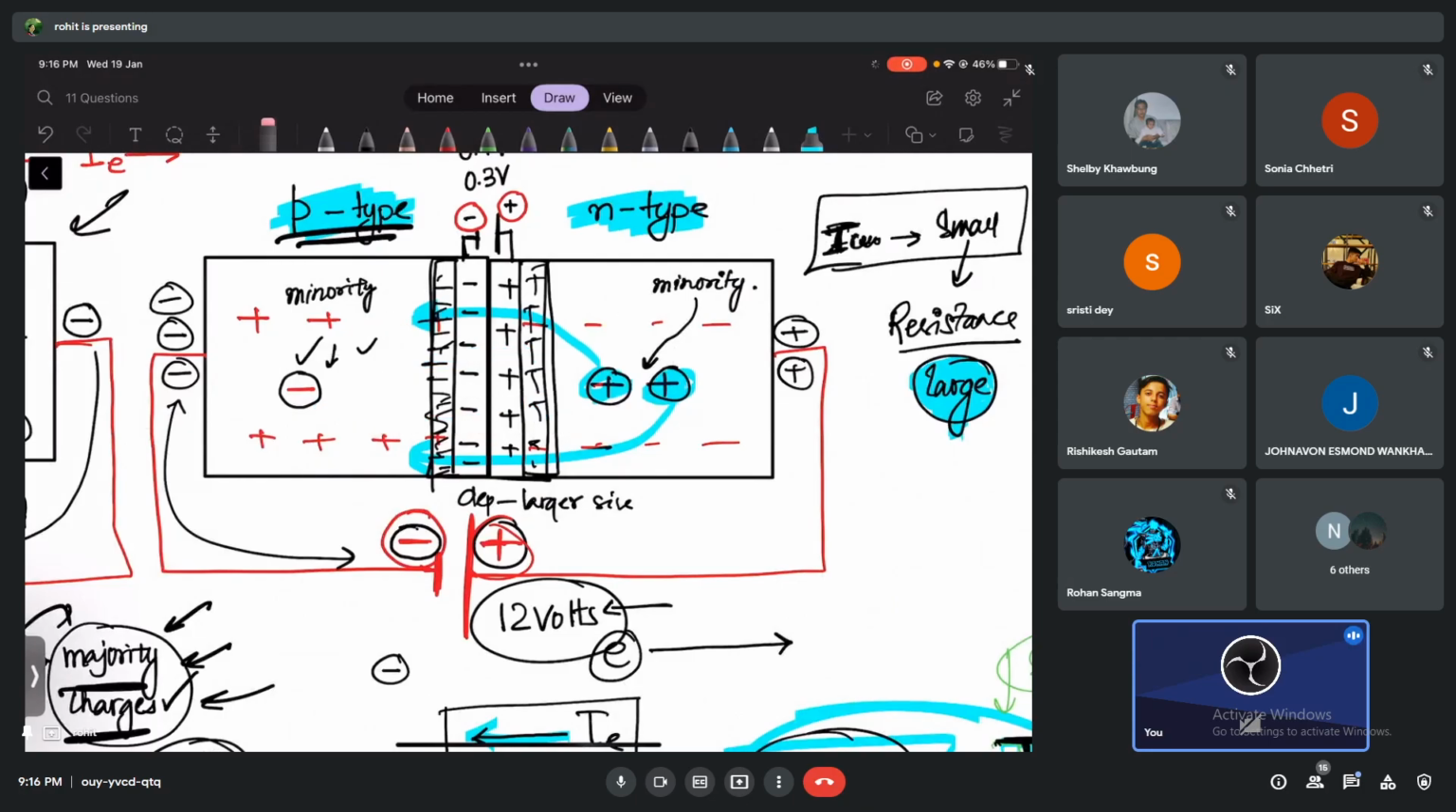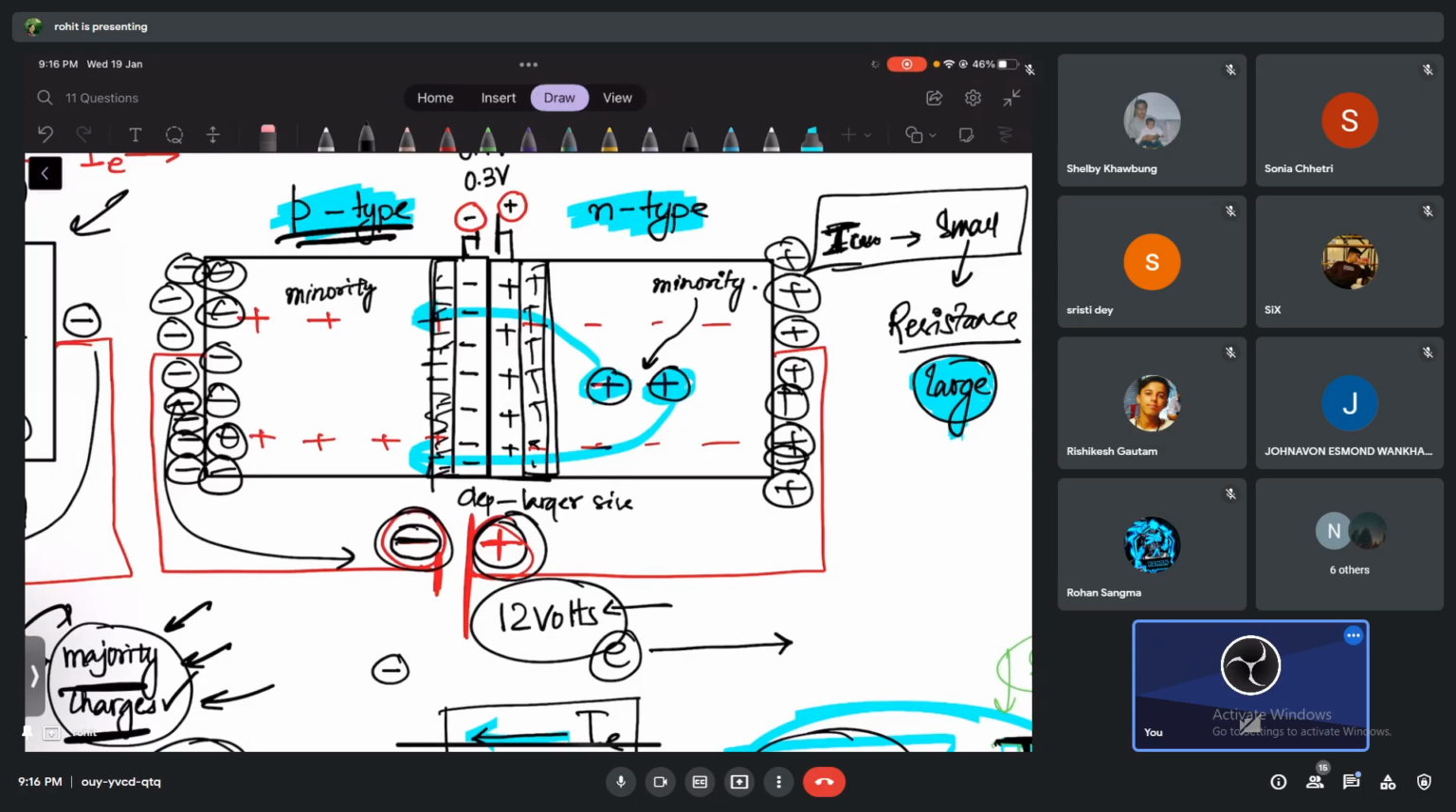Look at the diagram. Now this 12 volts means what, guys? 12 volts is a large voltage, no? It's a large battery. So this will be very much negative, the battery side. And this will be very big positive, and this side will be negative.